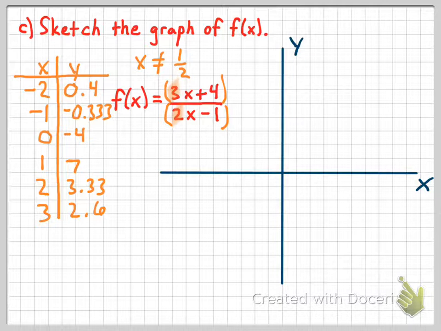Alright, now we need to go ahead and graph the asymptotes, and then we can graph these ordered pairs and make our hyperbola. I'm going to start with the vertical asymptote. Remember that was x equals 1/2, so about right here. Yeah, I'll try to do a little better job of that.